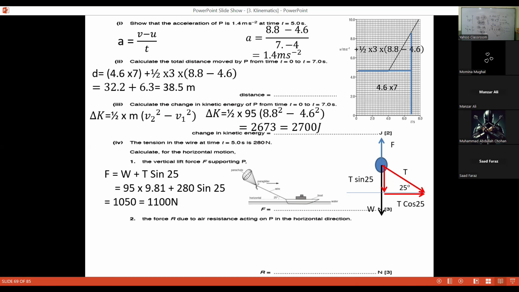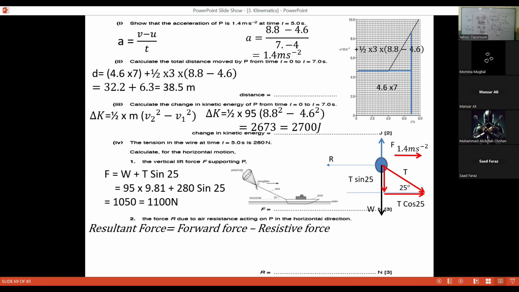Air resistance will be backwards, but the object is accelerating. Forward force will be T cos 25. अगर वो कांस्टेंट स्पीड से जा रहा होता तो T cos 25 would have been equal to R, but there is a resultant force, forward force minus resistive force.